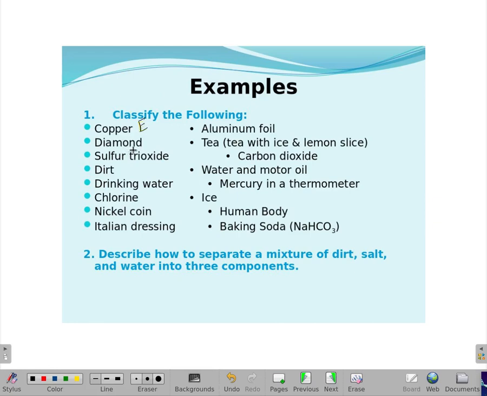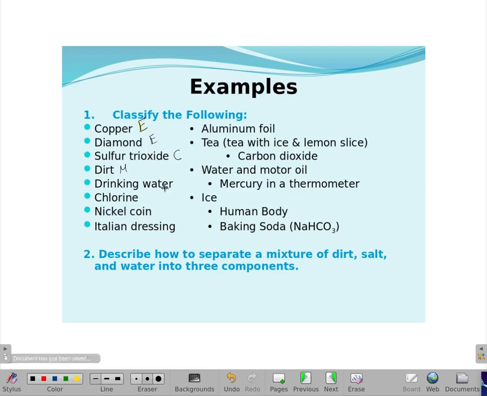Well, turns out it is a pure element. It is just carbon. It's actually a complex of carbon. Sulfur trioxide. That's a compound. Has one sulfur for every 3 oxygens. Dirt. Turns out that's a mixture. It's got a lot of things in there, some organic material and minerals in it.